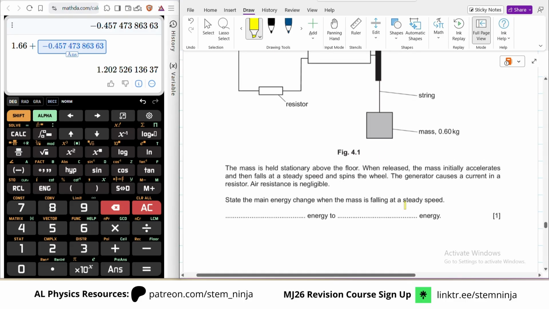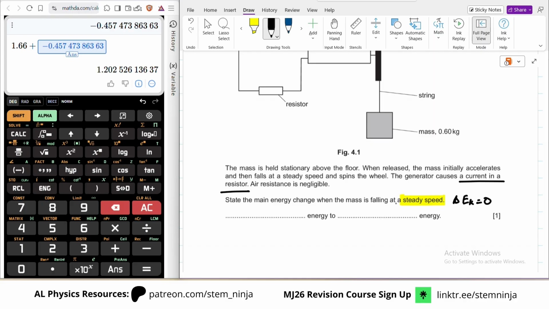So when there is steady speed happening, the change in kinetic energy would be zero. That means there is another exchange happening. So it's no longer gravitational potential energy to kinetic energy, because kinetic energy is not changing. That means there is something else happening. The generator causes a current in the resistor, so the change in gravitational potential energy is actually causing heat. We don't say heat energy, we say thermal energy.